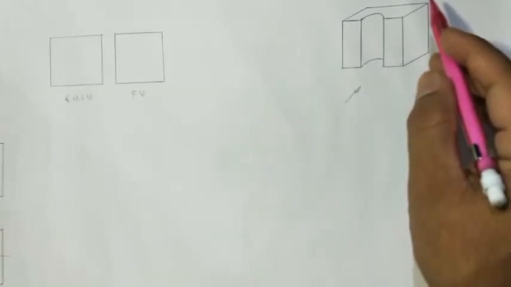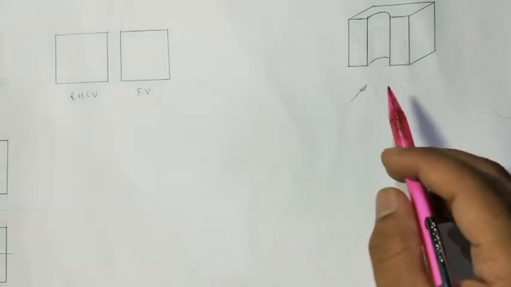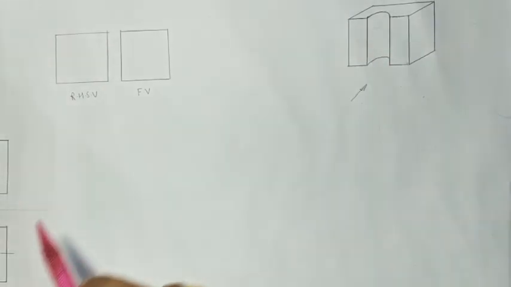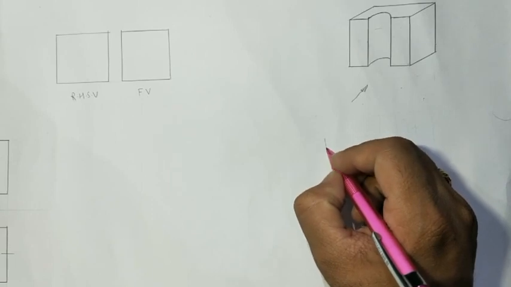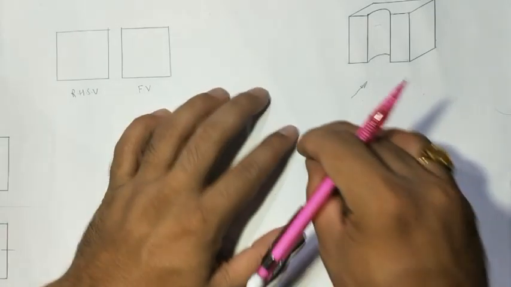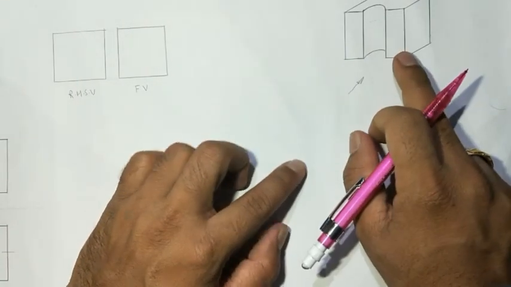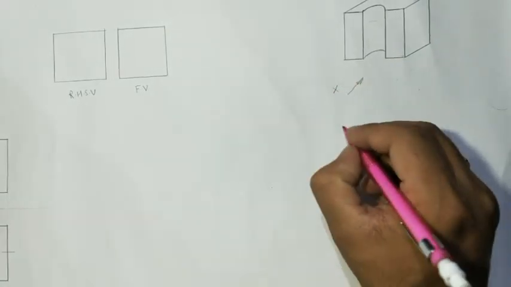Now this is the section of that object, the cut section which we are imagining. So after taking a section, the observer has to look at the object and draw the view. So what kind of view will it be? I will draw it. So when you observe this cut section of the object from the front side, then it will look like this.